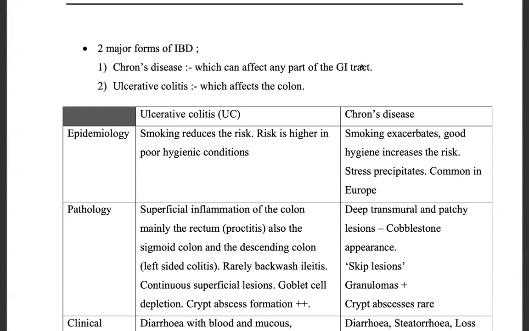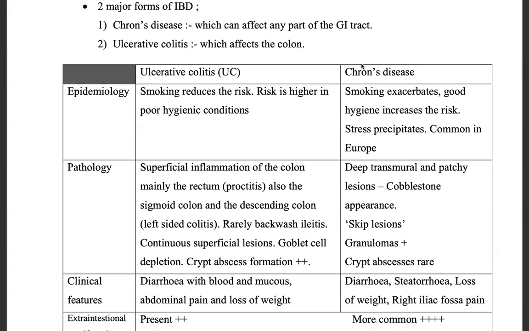When it comes to pathology, when you see it using a colonoscopy, a patient with ulcerative colitis might have superficial inflammation of the colon. If the rectum is involved, we call it proctitis. If the colon is affected, we call it colitis. Usually the sigmoid colon or the descending colon is affected. In the pathology, if we take a biopsy, you can see goblet cell depletion and also crypt abscess formation. The main highlighting point is that there is a continuous superficial inflammation.